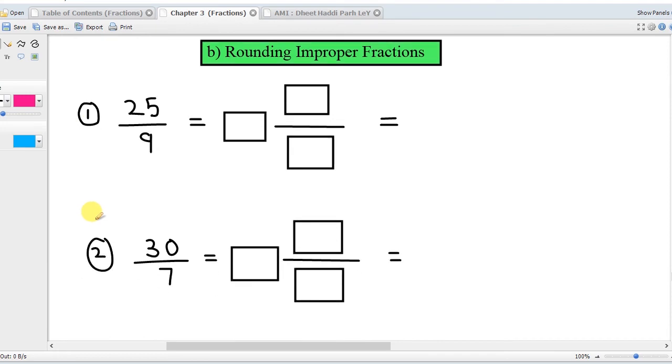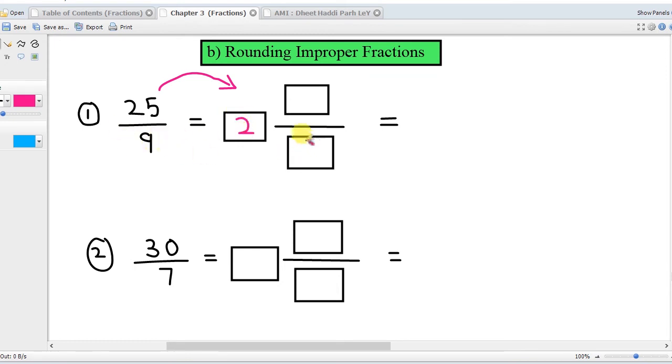Okay, moving on to the next portion, which is rounding. In this case we have to round improper fractions to the nearest whole numbers. So this is the improper fraction. First, we have to convert it into a mixed fraction. Start counting the times table of 9 up till 25 or close to 25. So 1 times 9 is 9, 2 times 9 is 18, and 3 times 9 is 27. That would be bigger. So we have to restrict ourselves up till 2 times 9 is 18.